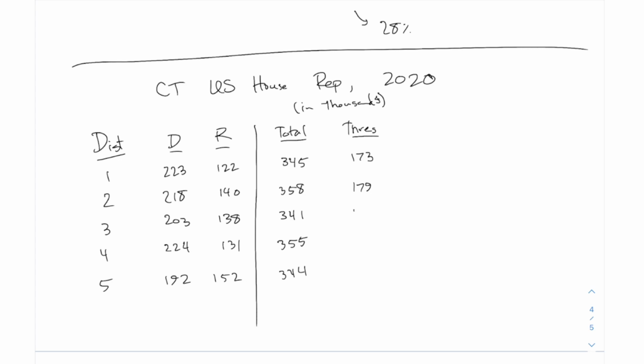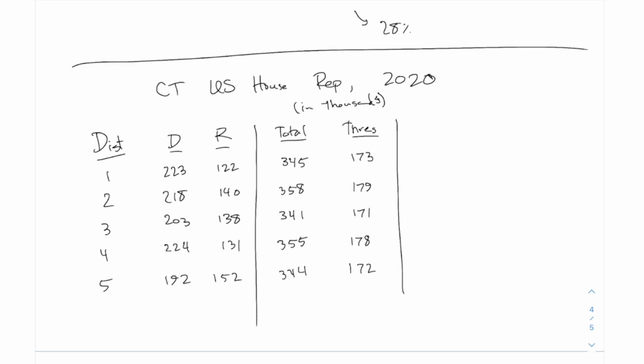341, the threshold is 171. 355, the threshold is 178. 344, the threshold is 172. I said total when I should have said threshold several times. Sorry about that. You know what I'm doing. All right.